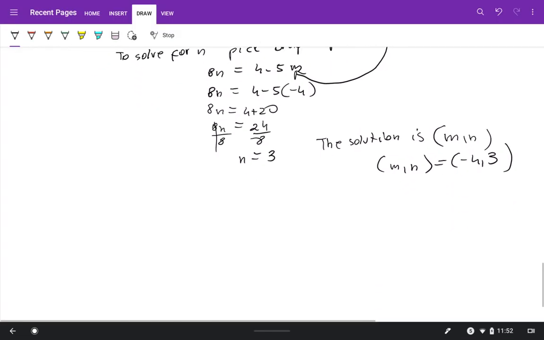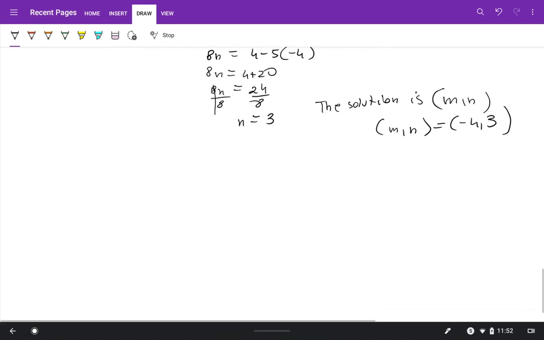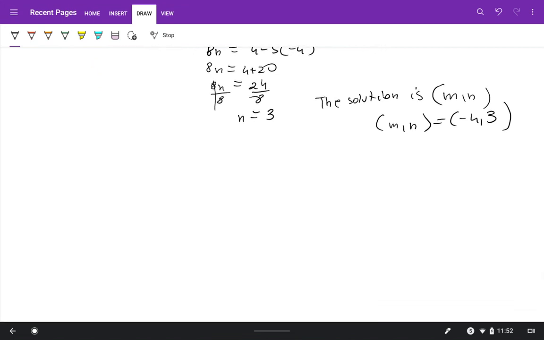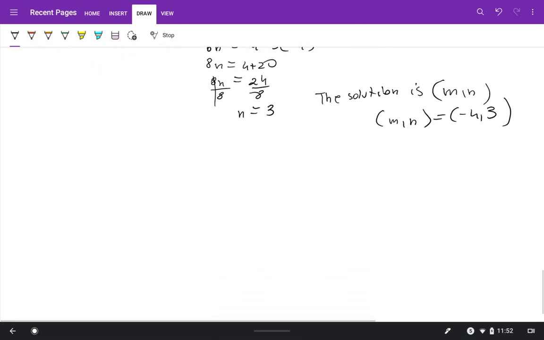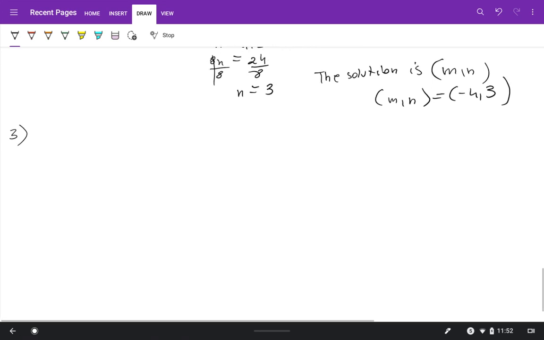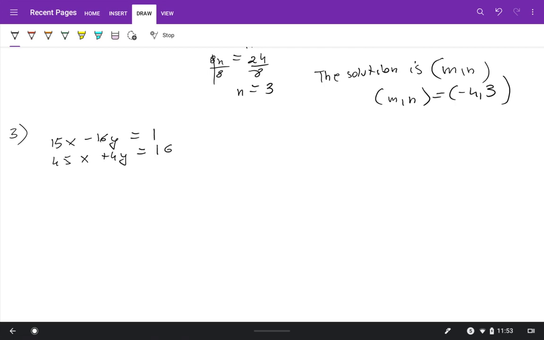Okay, so I will go over 2 more examples for practice. So you guys, if you know how to solve it, you can try to go ahead and practice them on Alex. But let me solve 2 more, so we have a lot of examples. Okay, so this one, it's 15x minus 16y equal 1, 45x plus 4y equals 16.